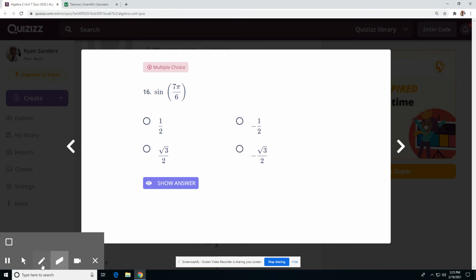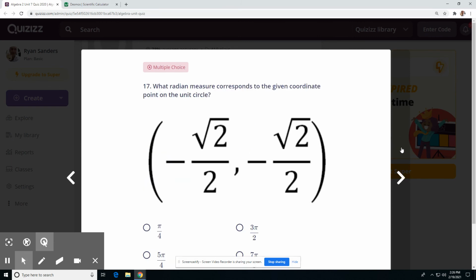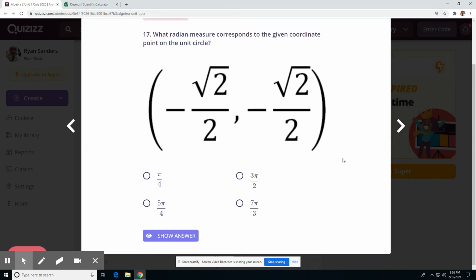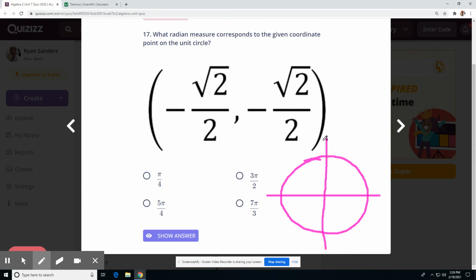Same kind of setup on this one, so it should be very similar. You want to compare it, use sine, and relate it to the reference angles. Find the radian measure that corresponds to the given coordinates on the unit circle. Where does this land? On the x and y axis, we got negative and negative. So that means it'd be around here somewhere.